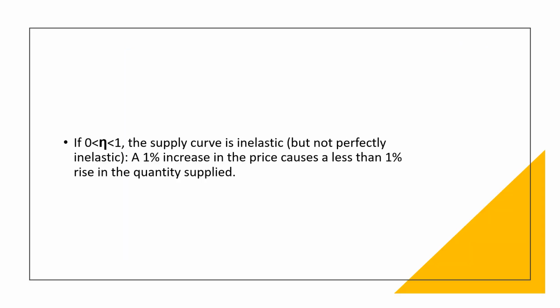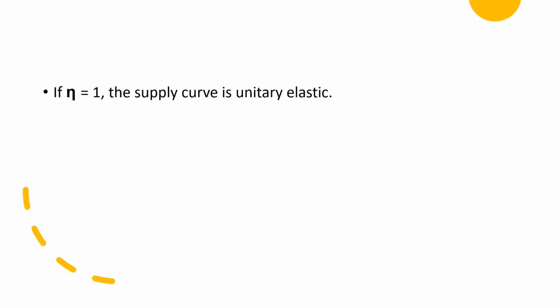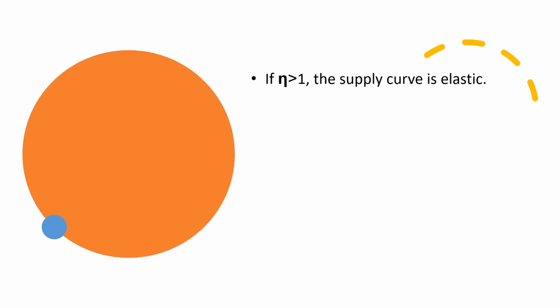If it is between 0 and 1, the supply curve is inelastic, but not perfectly inelastic. A 1% increase in the price causes a less than 1% rise in the quantity supplied. If it is equal to 1, the supply curve is unitary elastic. If it is greater than 1, the supply curve is elastic. If it is infinite, the supply curve is perfectly elastic.